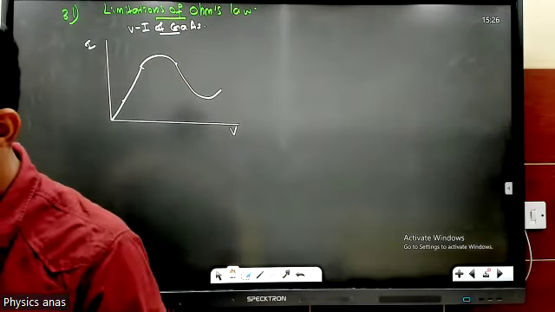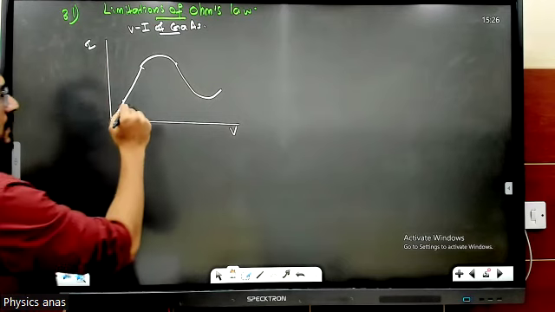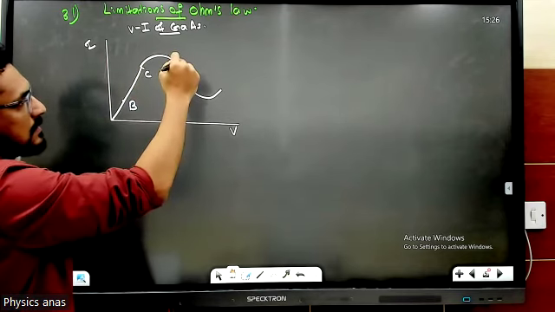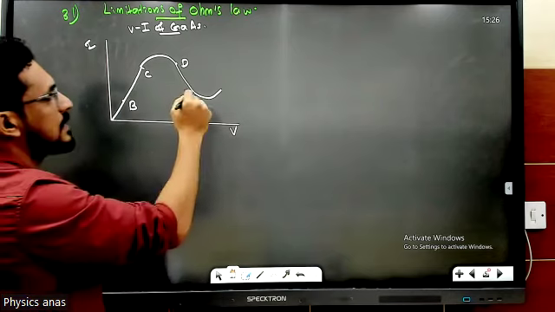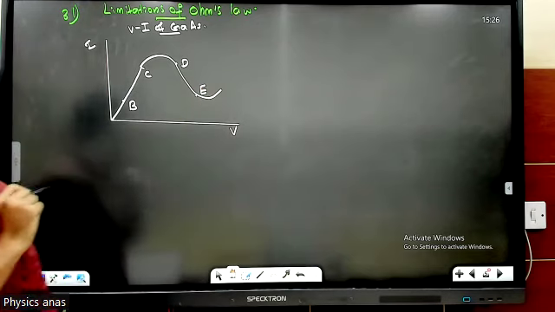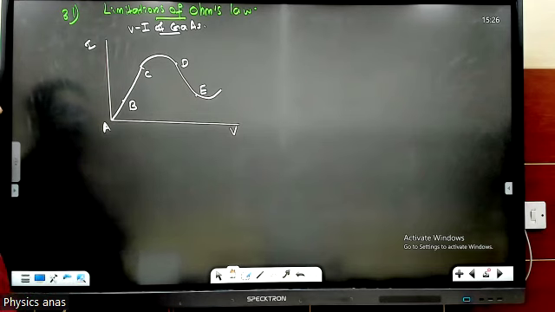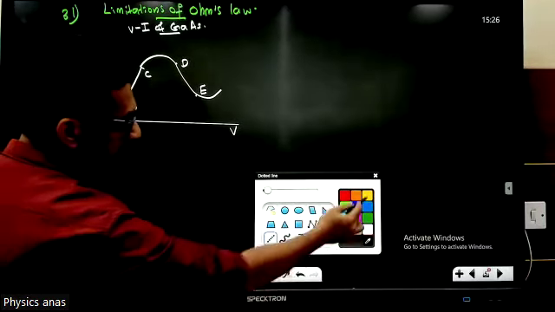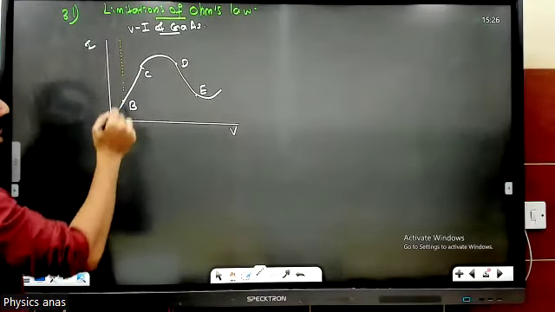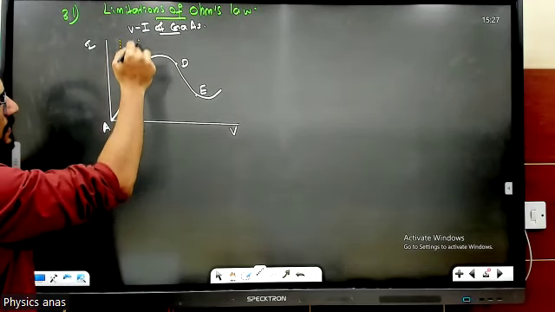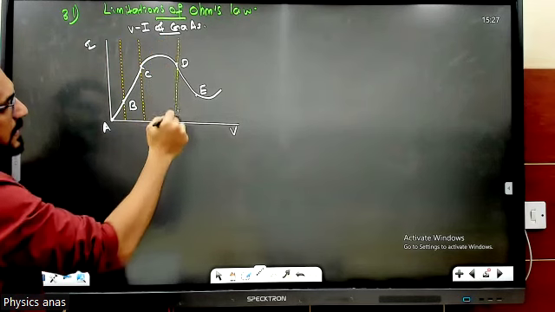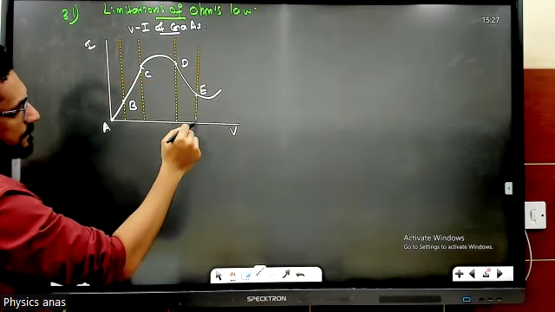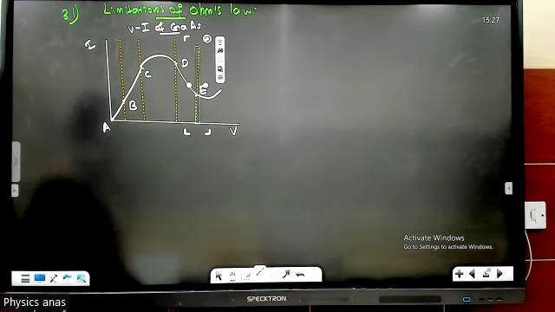We know that. And you have to mark some points: A, B, C, D, E in the graph. Just look at the graph. This is B, and this is C. This is D, and this is E. So you have A, B, C, D, E in the graph.